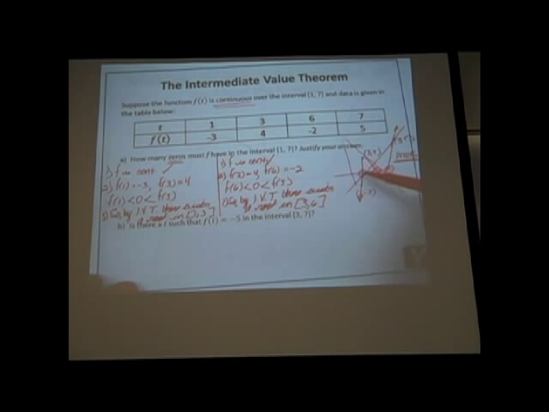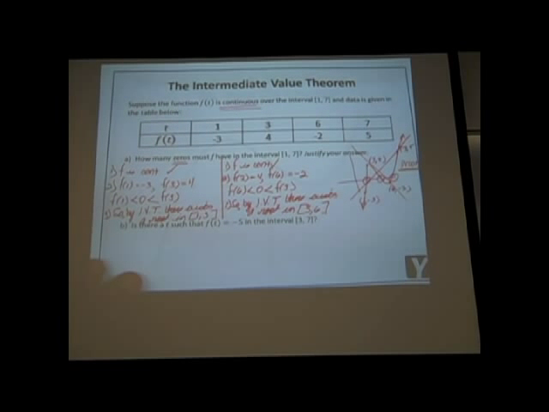Unfortunately, I've run out of space, but we would have the same conversation, the same justification over here for why there's a root between the point (6, -2) and (7, 5). That would be an adequate defense of why there must be 3 roots.